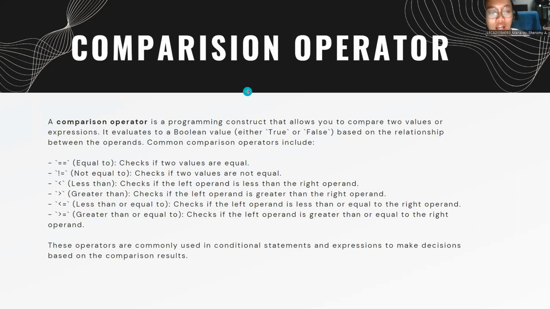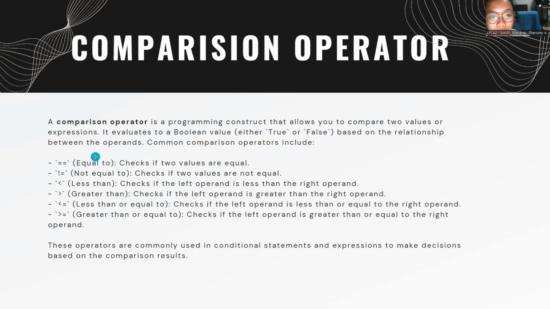Comparison operator. A comparison operator is a programming construct that allows you to compare two values or expressions. It evaluates to a Boolean value, either true or false, based on the relationship between the operands. Common comparison operators include equal to, not equal to, less than, greater than, less than or equal to, or greater than or equal to.